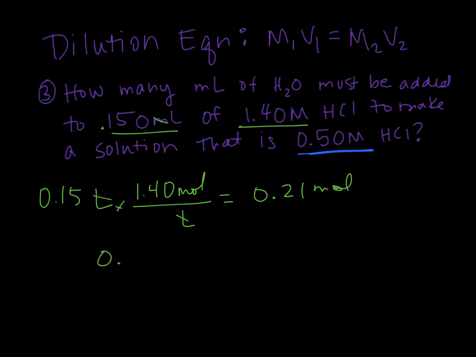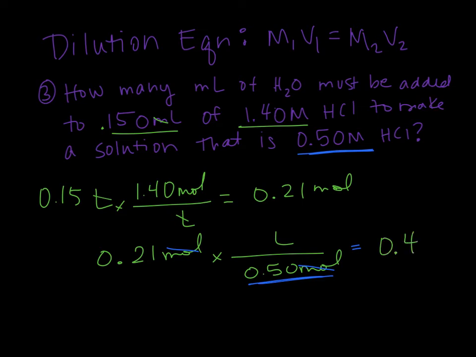So then I can take my moles that I have in the solution and divide by 0.50 moles in every liter, because this is the after, right? It's the final. So moles cancels out. So 0.21 divided by 0.5 is equal to 0.42 liters. So this is my V2, my final volume. This question doesn't ask for that, though. It asks for how many milliliters of water do I have to add.